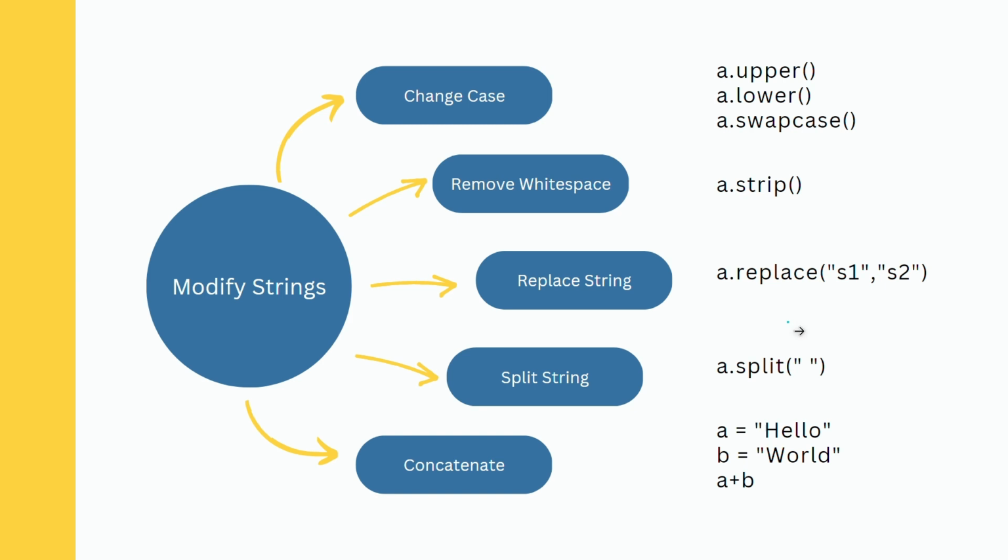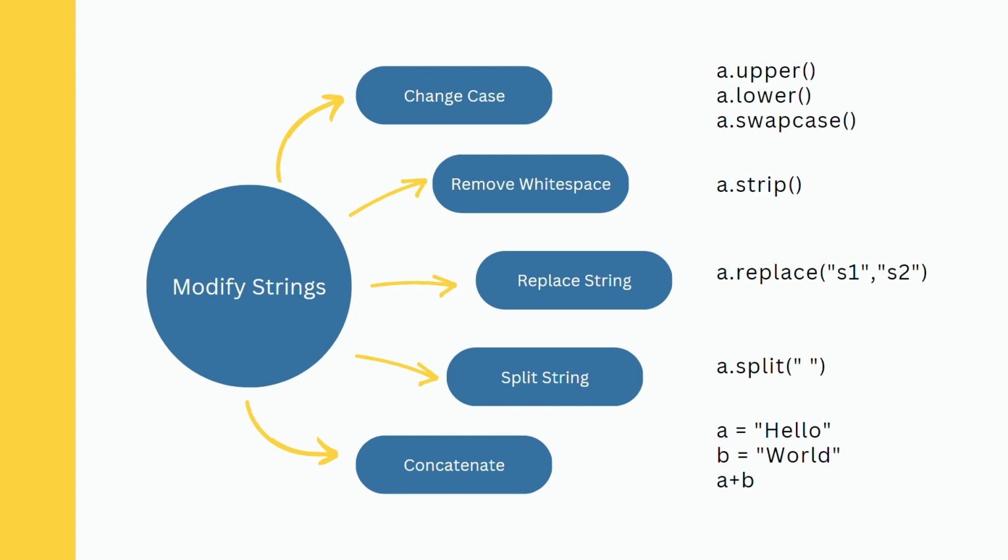In the next slide, we have to see modify strings. Now how do you modify strings in Python? Firstly, what is modify? Modify basically means to just change the string or alter it. There are a few ways in which you can modify strings. The most common ways I've mentioned over here.